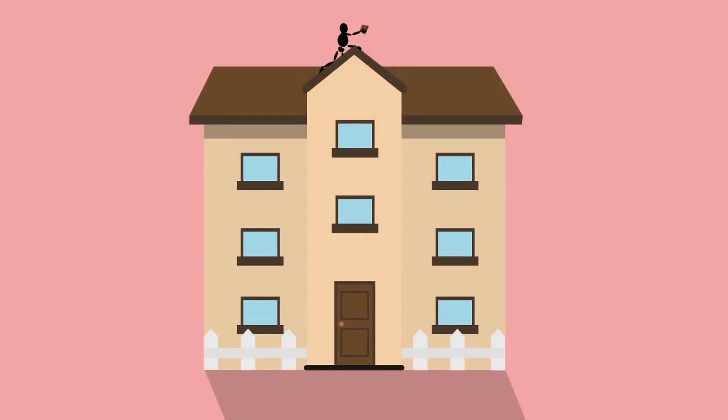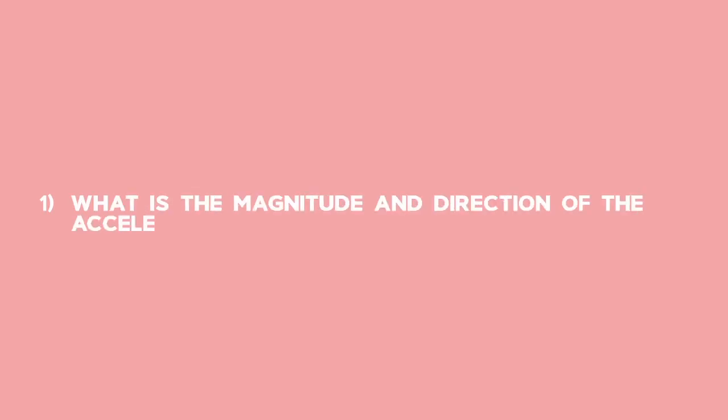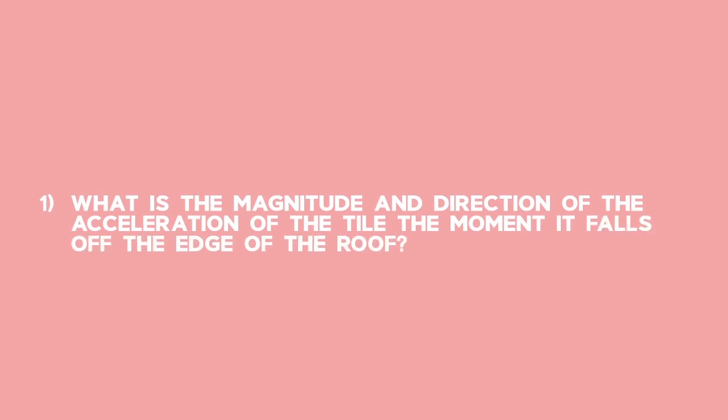A handyman is laying tiles on the roof of a building. A tile of a mass of 1 kilogram slips from the hand and falls from point A at the edge of the roof. It passes by a window X, 20 meters below the roof. Ignore the effects of air friction. 1. What is the magnitude and direction of acceleration of the tile the moment it falls off the edge of the roof?